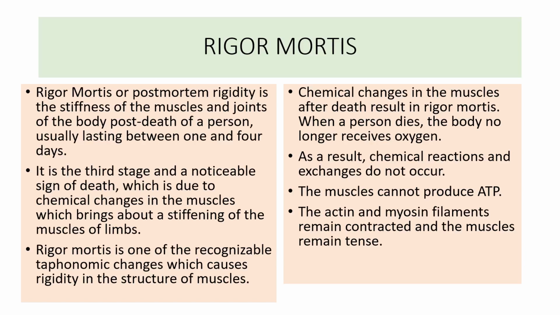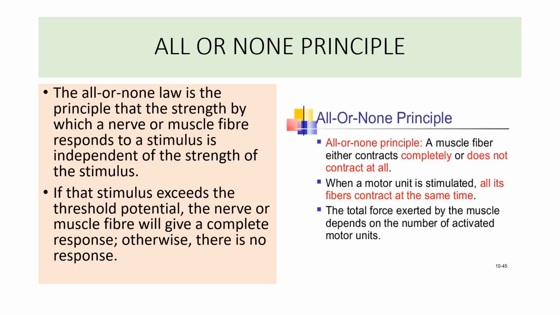Basically, rigor mortis is caused when there is no more ATP available for the removal of myosin heads from the actin. When no more energy is available, they remain bound to the actin, causing a state of sustained contraction, and this is known as rigor mortis.